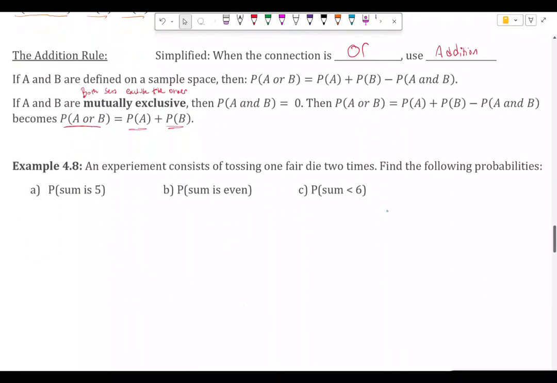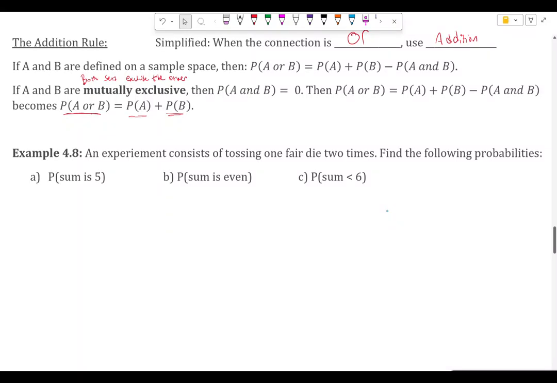Then we have an example here that says an experiment consists of tossing one fair die 2 times. We want to find the following probabilities. So to find the probability that the sum is 5, I'm going to do part A with the addition and multiplication rules from above, and then I'll show a second solution for B and C using a sample space. I think the sample space is a little bit easier to understand, but it's going to show what the addition and multiplication rules do here.